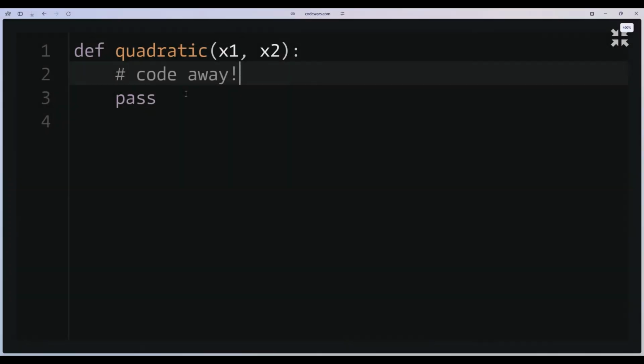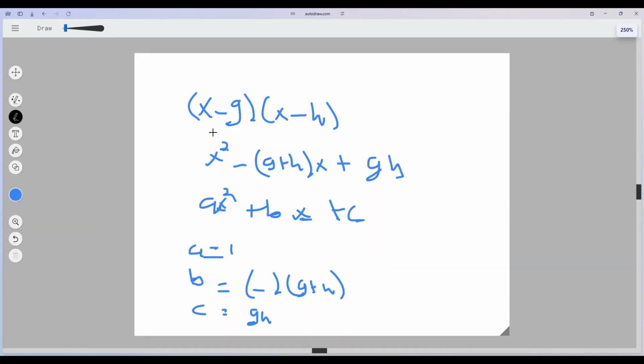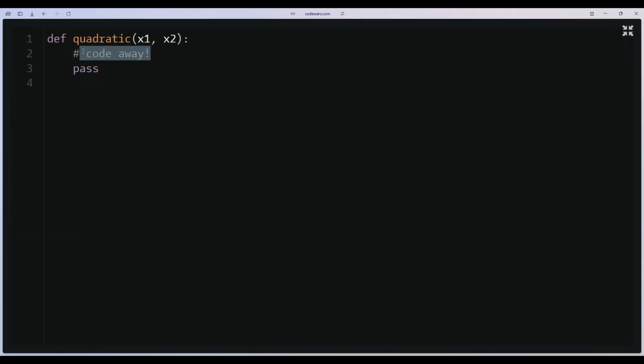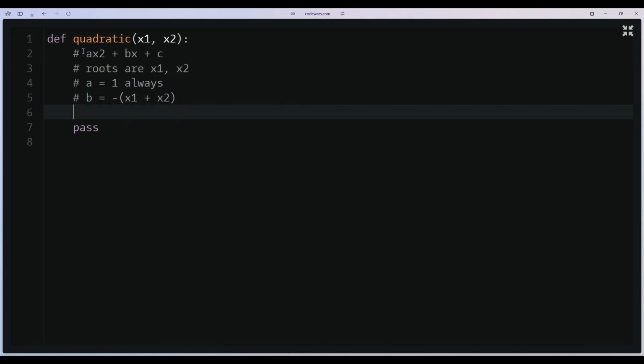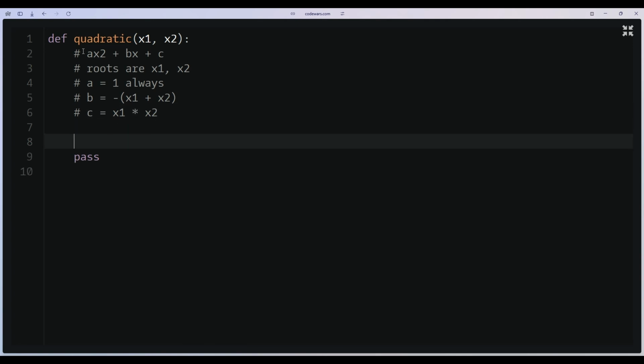So now let's begin. We know that, let me just simply comment the formula here. So it's ax squared plus bx plus c. A will equal 1, always. B is equal to -1 times the sum of the roots. So say the roots are x1 and x2 in this case, as we've been given. So our b will be equal to -1 times (x1 plus x2), and our c will be equal to x1 times x2. Very simple. So we just have to complete these three things and return them.